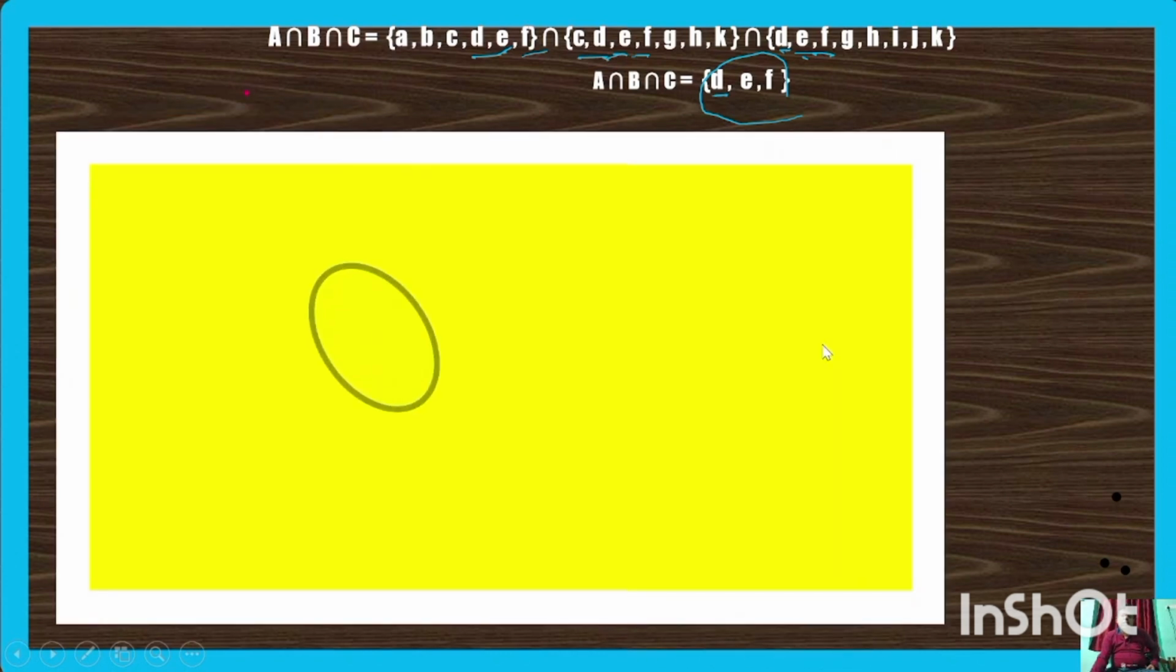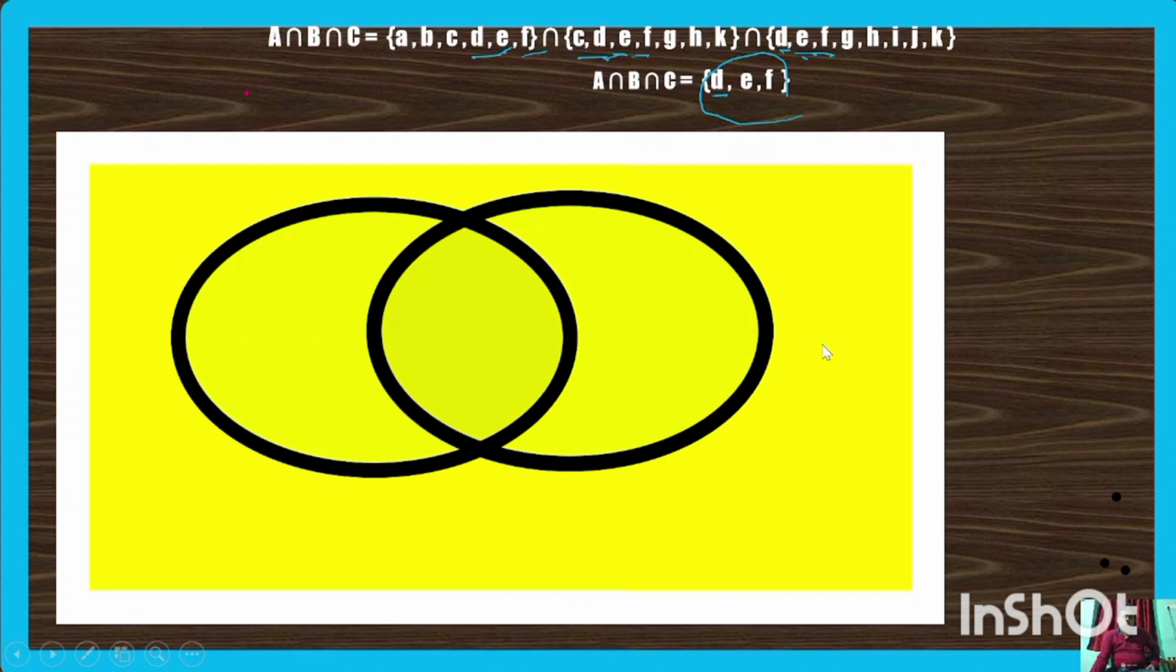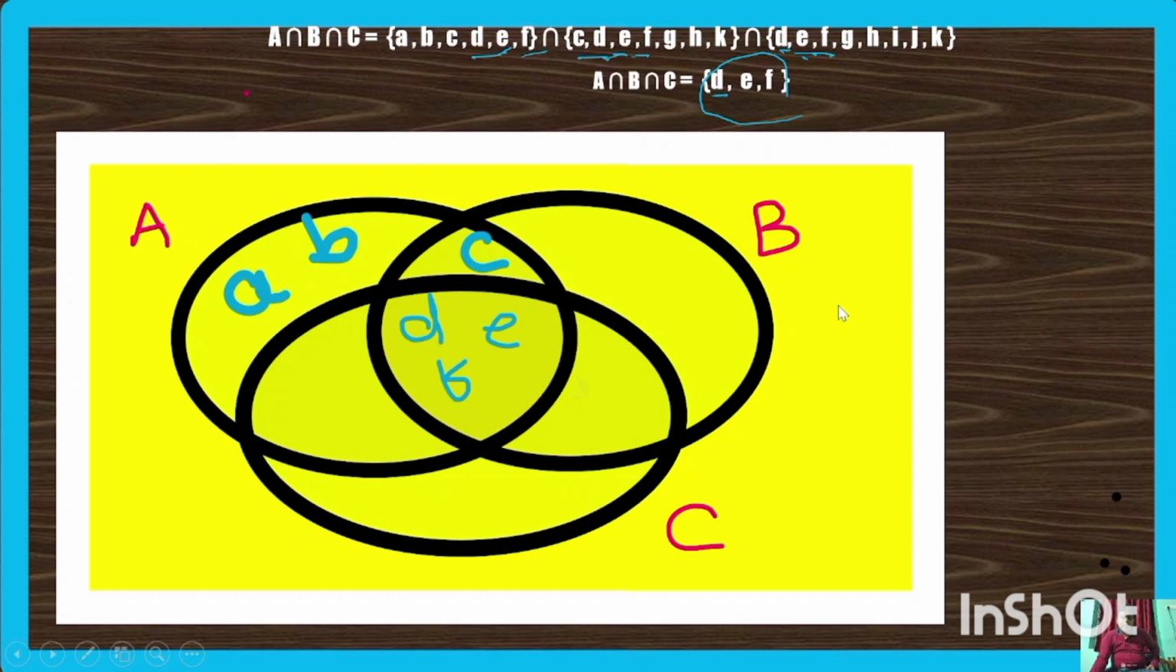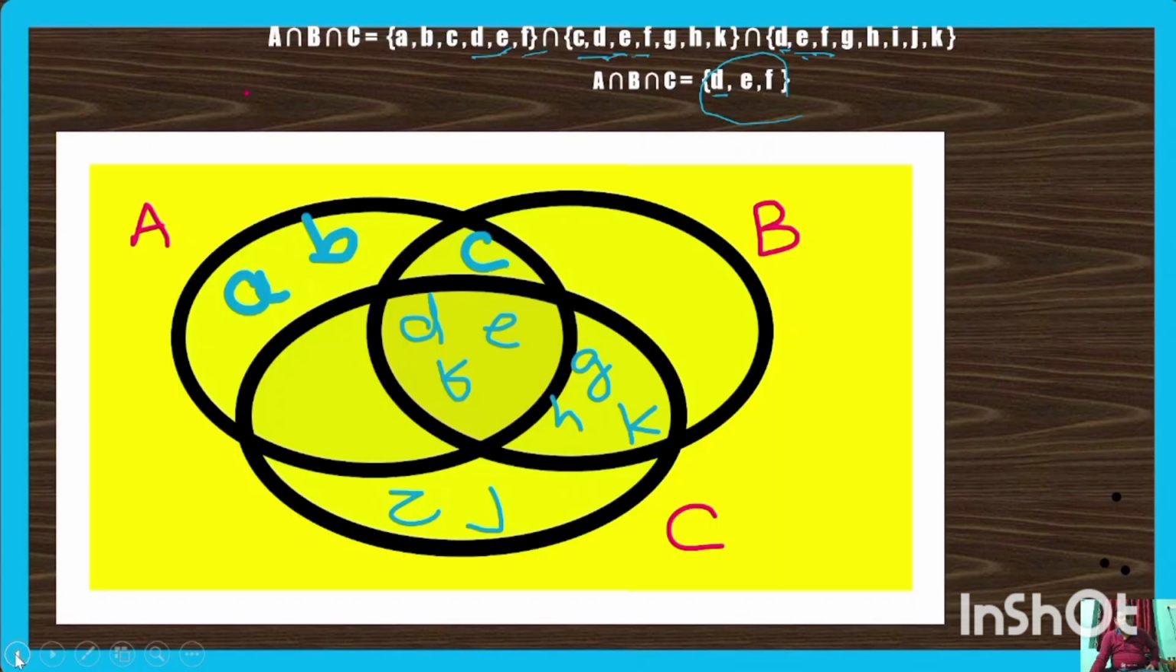This is the Venn diagram for you of three sets. Okay, look at here. Interesting diagram for you. Mathematical set theory operations you can also explain with the help of the Venn diagram. Okay, look at here. What are the common portion? Yes, D, E, F. Look at here.